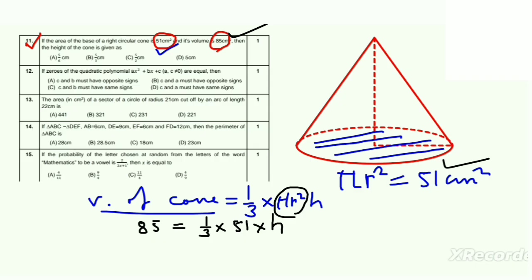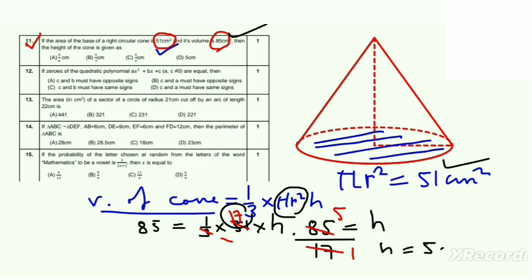Now 3 ones are 3, 3 17s are 51. Now here remains 85 equal to 17 h, and this 17 comes to the LHS over here. 17 ones are 17, 17 fives are 85. In this way, we have obtained the height of this right circular cone is 5 centimeter. So the right option is option number D.